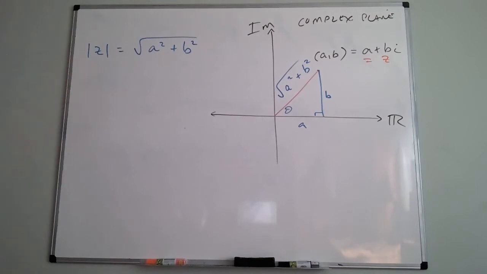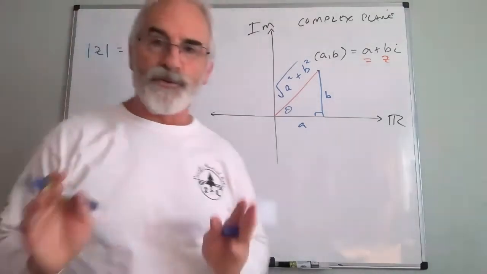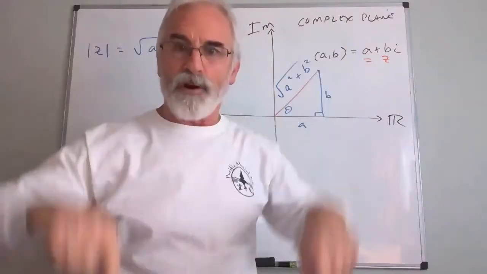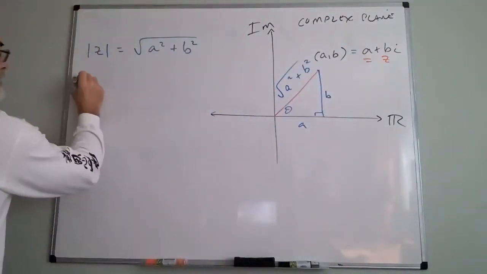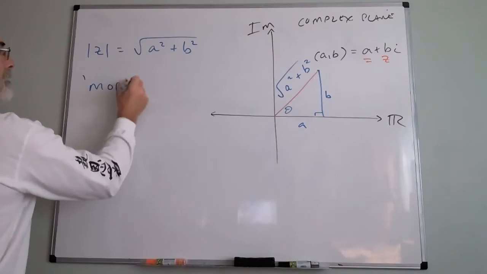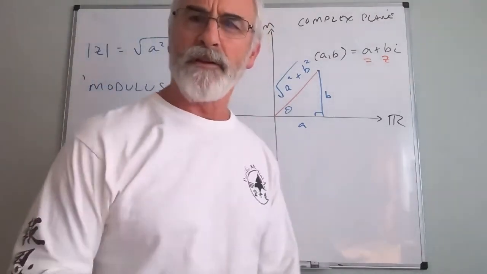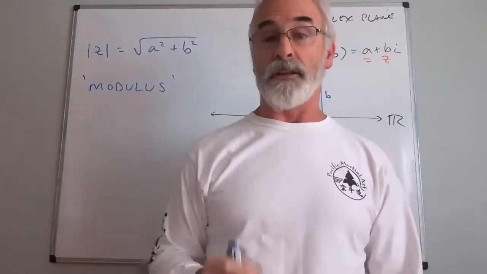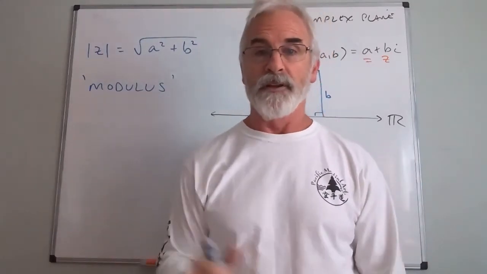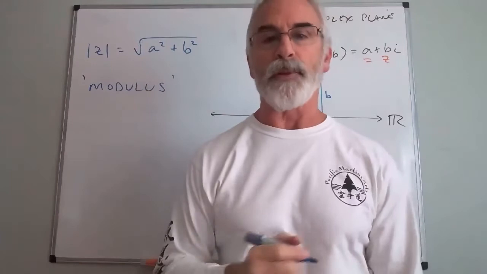Now, back in pre-calculus, when you took a complex number and you put the vertical bars on it, the term they used was, let's see if you remember this, modulus. Does anybody remember that term from pre-calc? Maybe in trig, if you were lucky, you did some complex numbers. They'd say the modulus of a complex number.